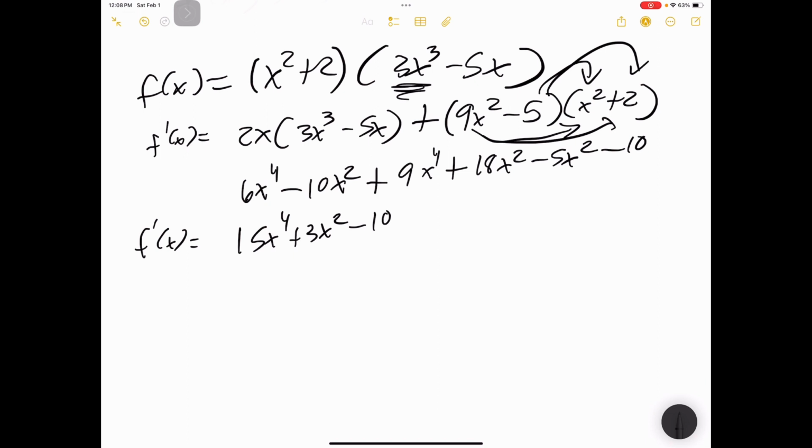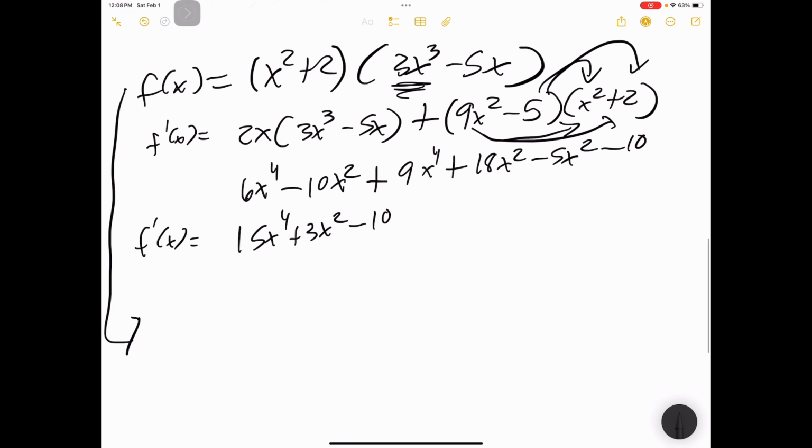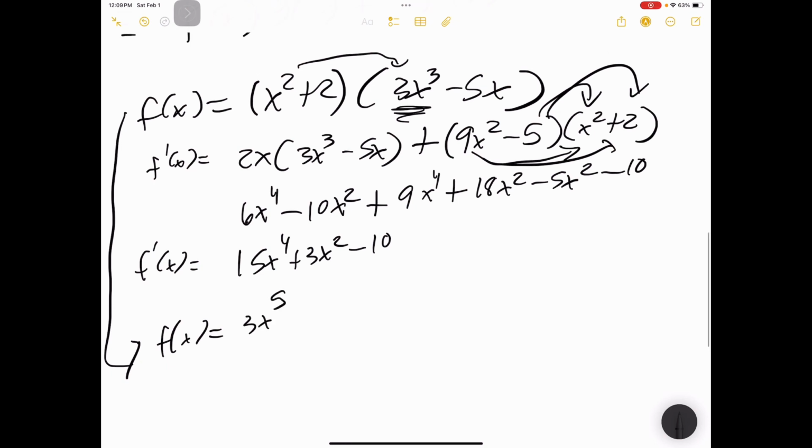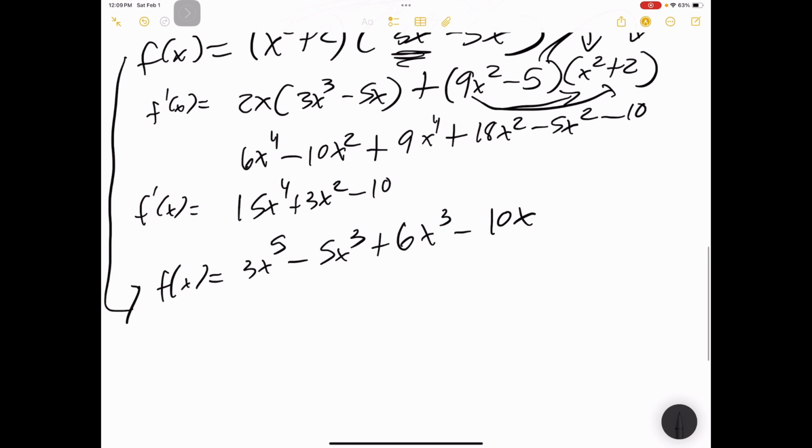Let's multiply the original function out and use the rules that we already knew worked. So let's say f of x is now equal to first times the first, which is 3x to the 5th power, first times the second, which is going to be minus 5x to the 3rd power, second times the first, which is going to be 2 times 3 is 6x to the 3rd, second times the last, which is going to be minus 10x. And let's take the derivative of this.